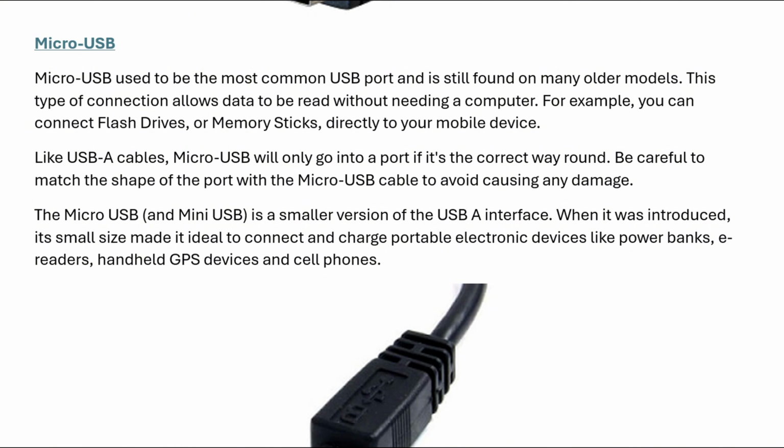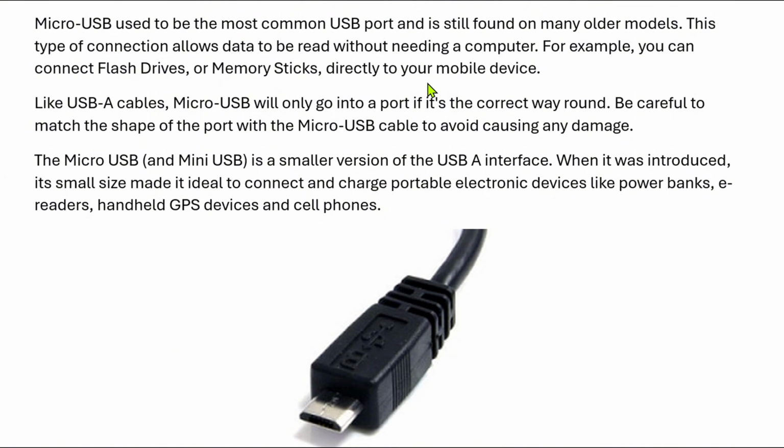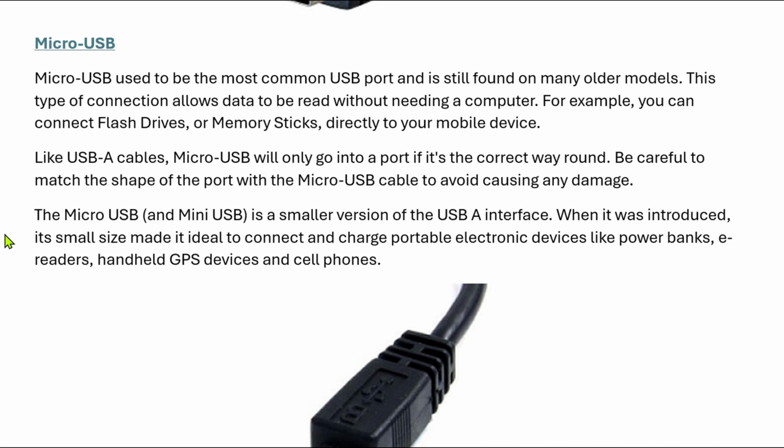The next one is micro USB. Micro USB, I think we all have seen this. Micro USB used to be the most common USB port and it is still found in many older models of mobiles. This type of connector allows data to be read without needing a computer. For example, you can connect flash drives or a memory stick directly to your mobile device. You can connect a micro USB thumb drive directly to your mobile phone and read the data, or copy and paste the data.